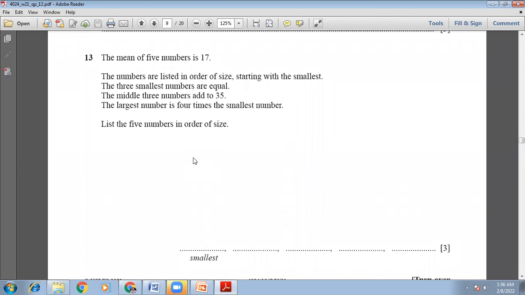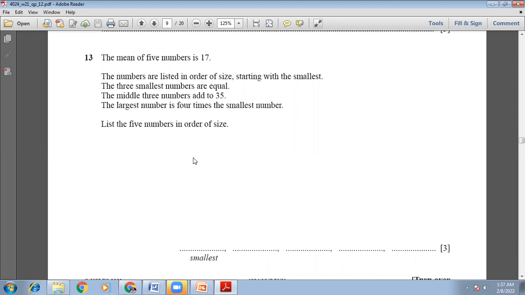The mean of 5 numbers is 17. The numbers are listed in order of size, starting with the smallest. The 3 smallest numbers are equal. The middle 3 numbers add to 35. The largest number is 4 times the smallest number. List the 5 numbers in order of size.